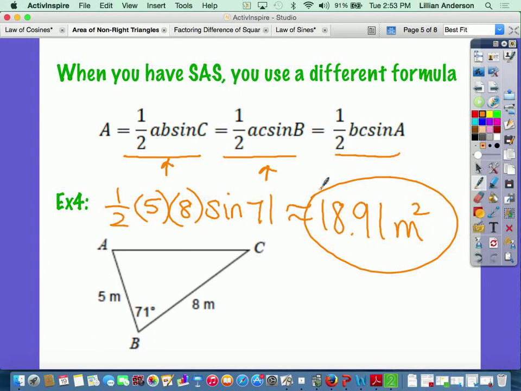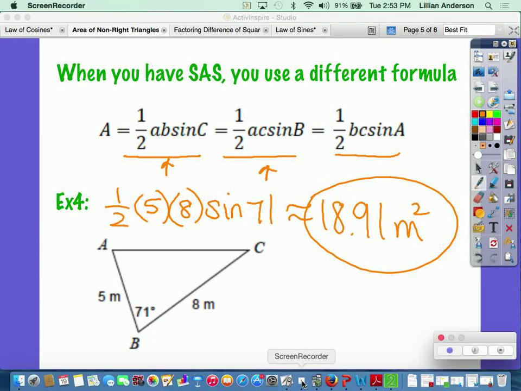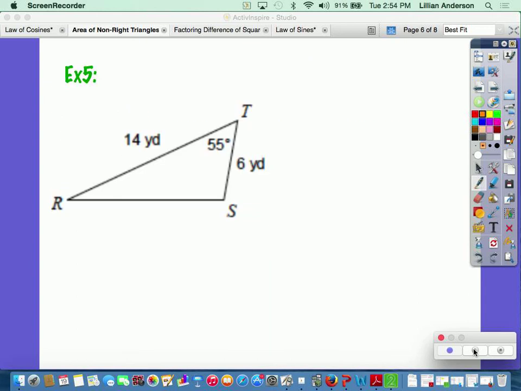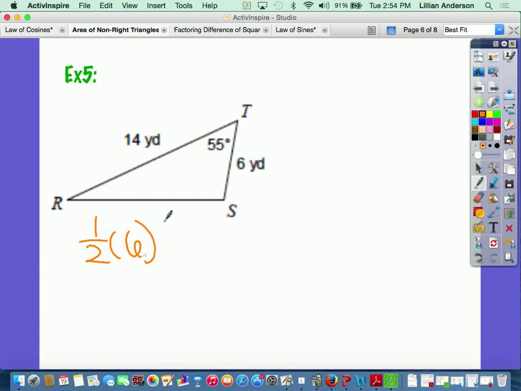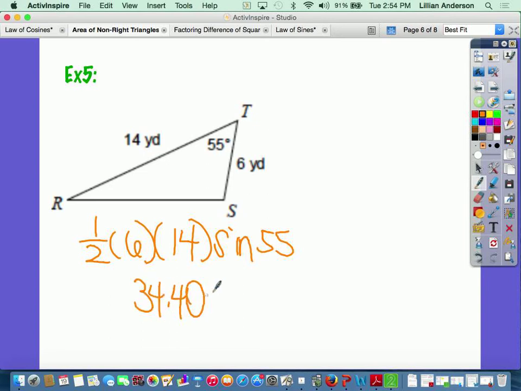Do example 5. So this was easy, right? Yes. 1/2, 6 times 14 sine of 55. What'd you get? Why do we put in square? Because you always put your units. It's always squared units whenever you're talking about area. But we don't actually square the numbers themselves. No, we just square the units.